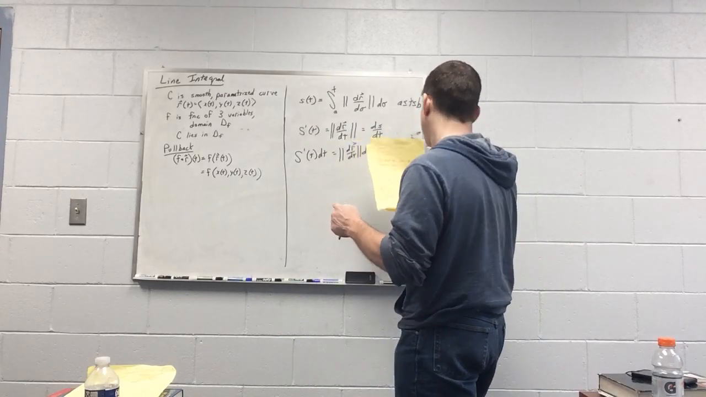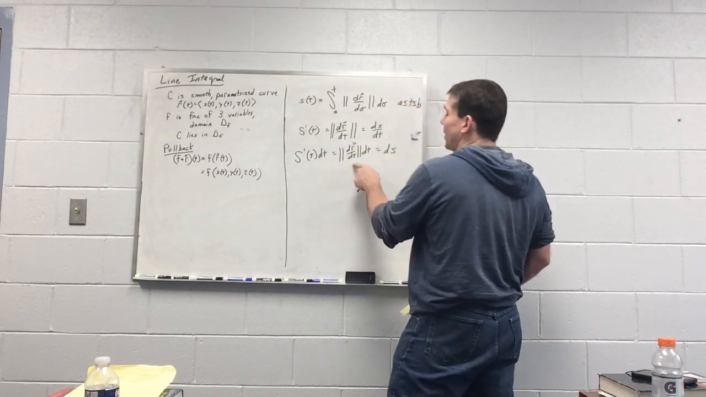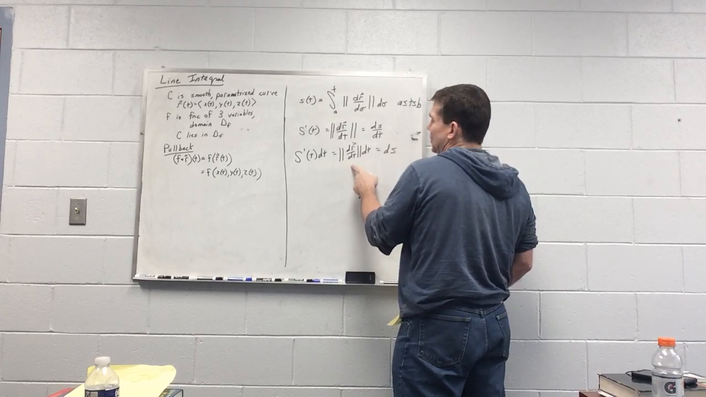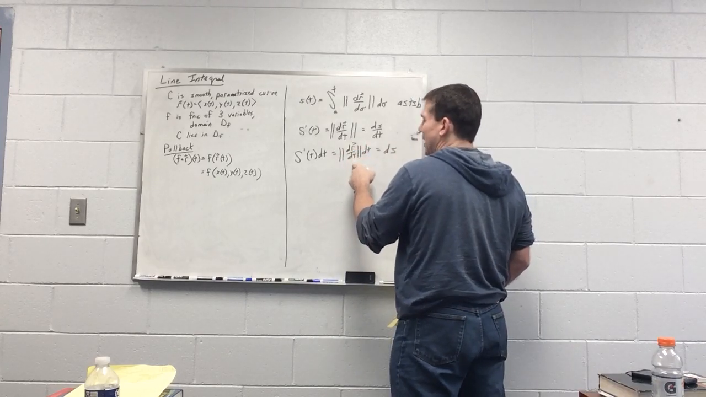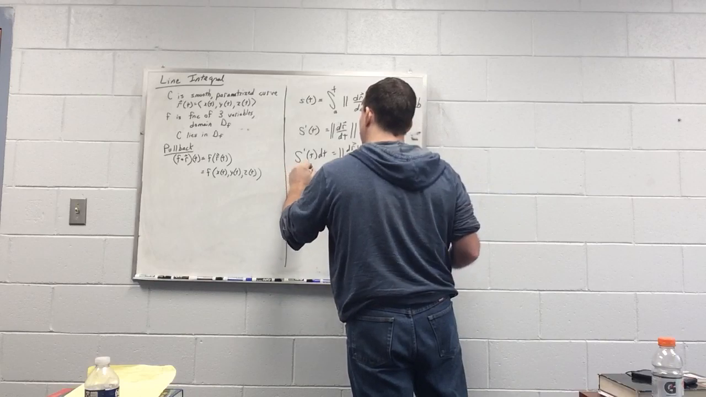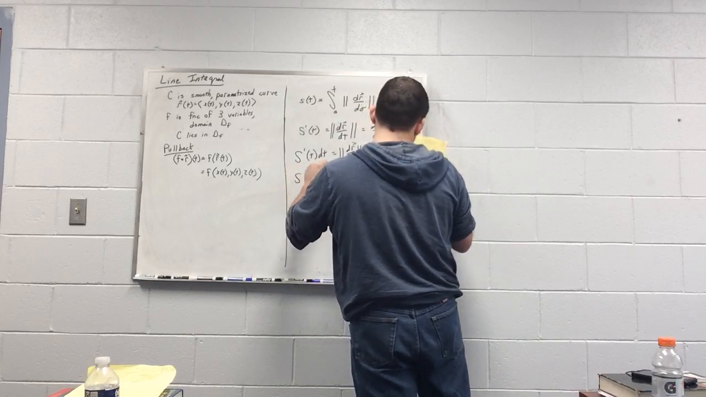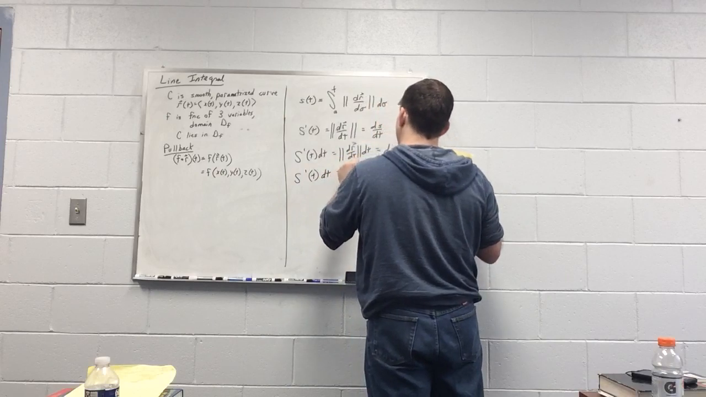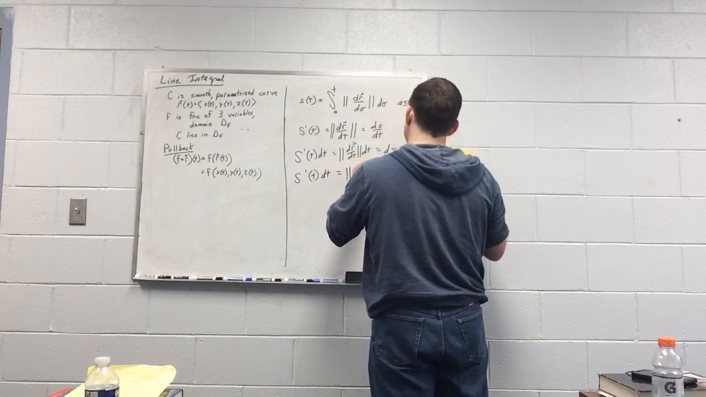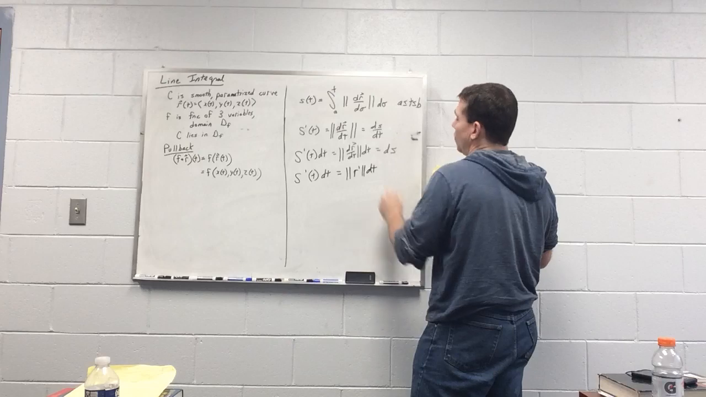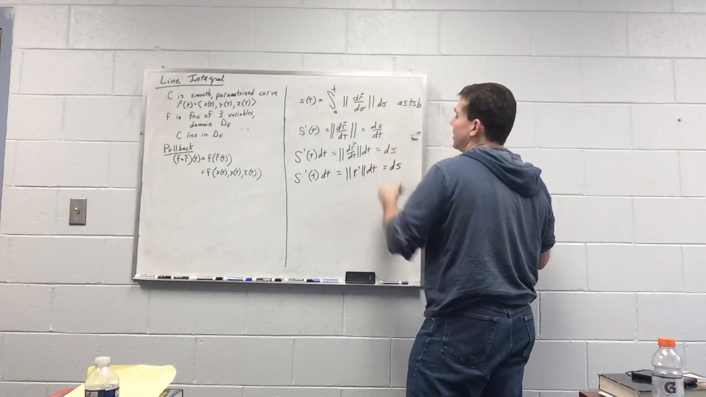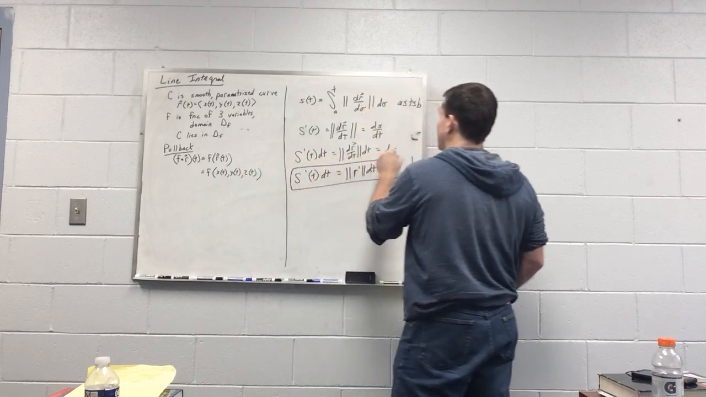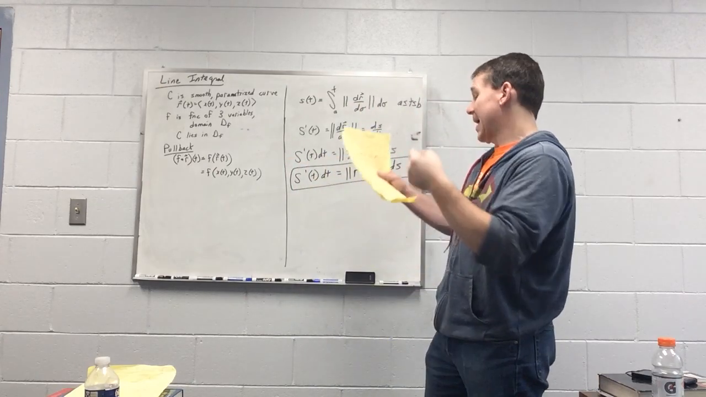But now, well, this right here, if I don't necessarily want to write the magnitude, dr dt is just r prime. So maybe we'll rewrite this. S prime of t dt is equal to r prime dt, which is again also equal to the differential ds. So we have that right there.